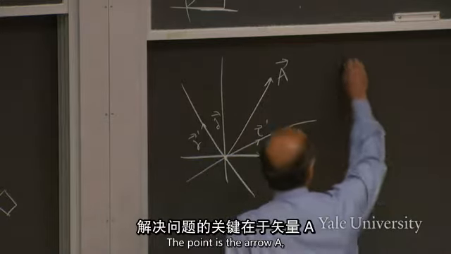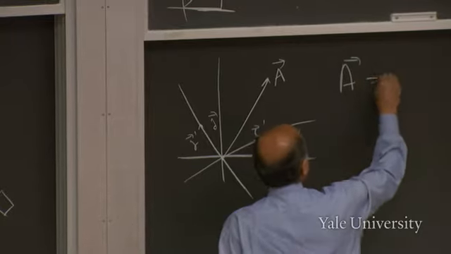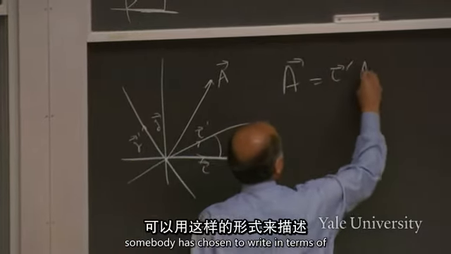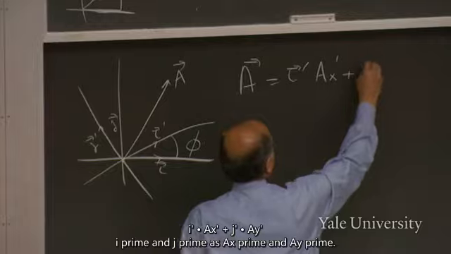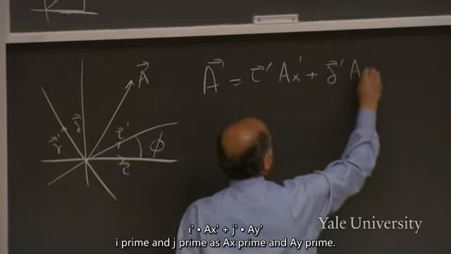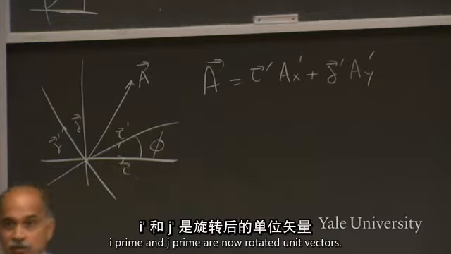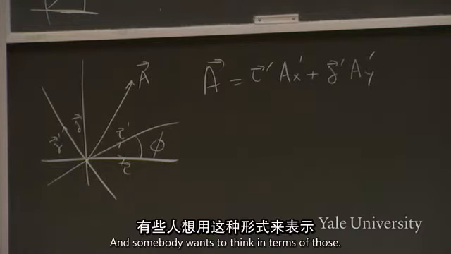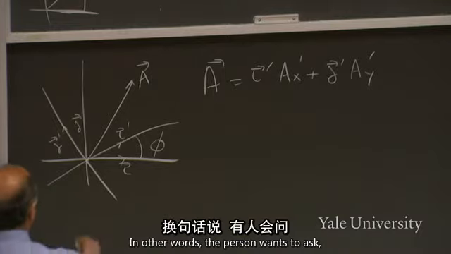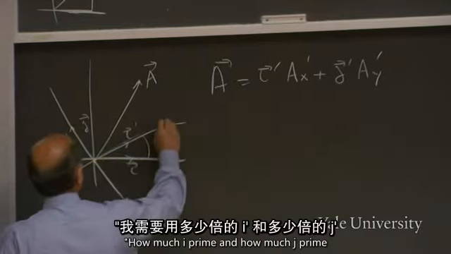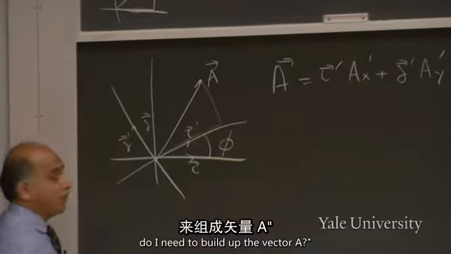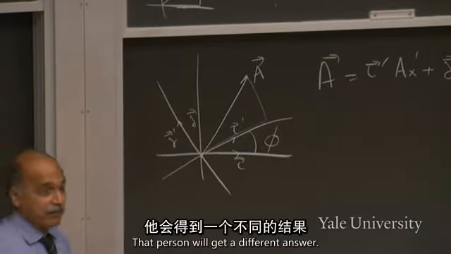This is a simple problem, but I just want to do it so you get used to working with vectors. The point is, the arrow A, somebody has chosen to write in terms of i prime and j prime as ax prime and ay prime. You guys follow that? i prime and j prime are now rotated unit vectors, and somebody wants to think in terms of those. In other words, the person wants to ask, how much i prime and how much j prime do I need to build up the vector A? That person will get a definite answer.